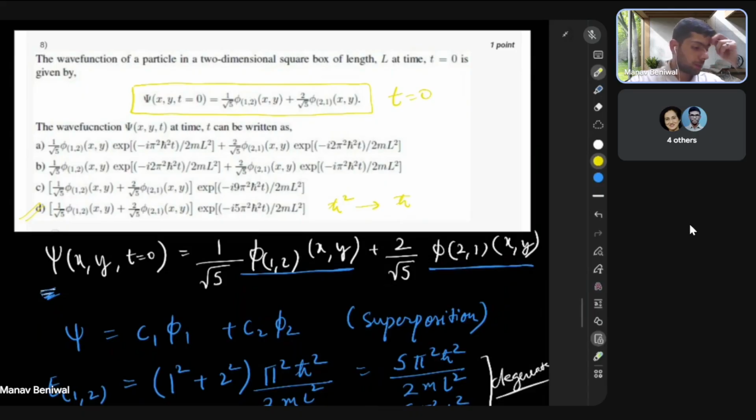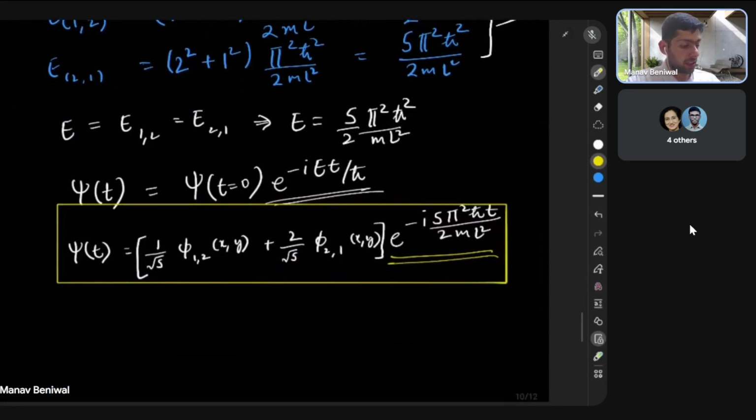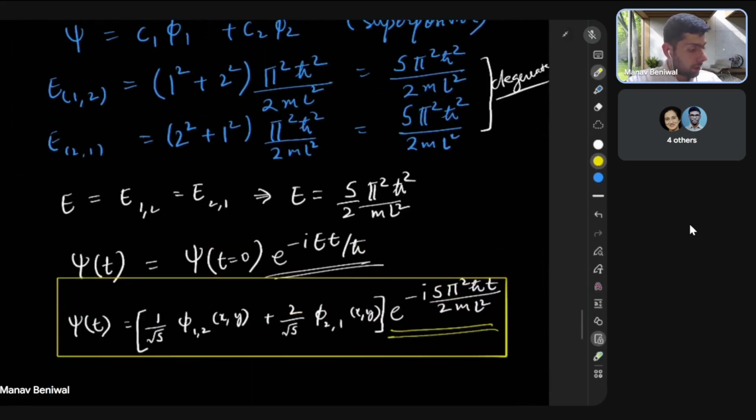So unlike the previous problem where we did not have information about the system, like for example we could not find out this energy, we were unable to find out what this energy will be in the previous problem, but in this case we can do that because we know that our system is a simple two-dimensional box. So we can write our energy as this, and then it is very straightforward that we just multiply it with this factor.